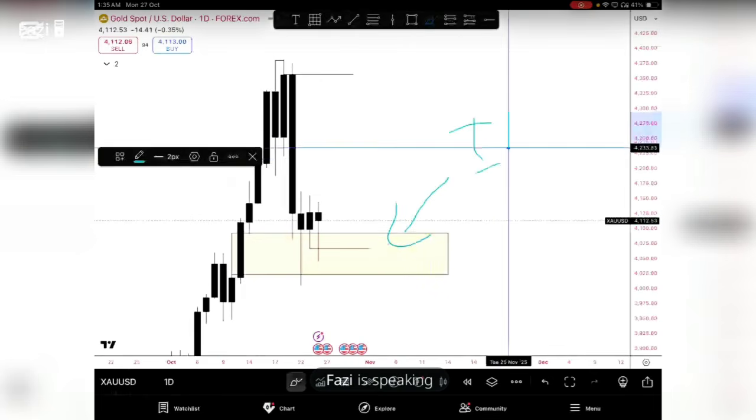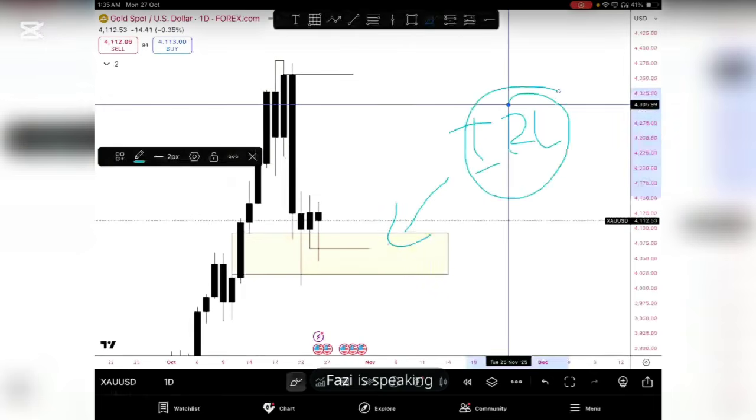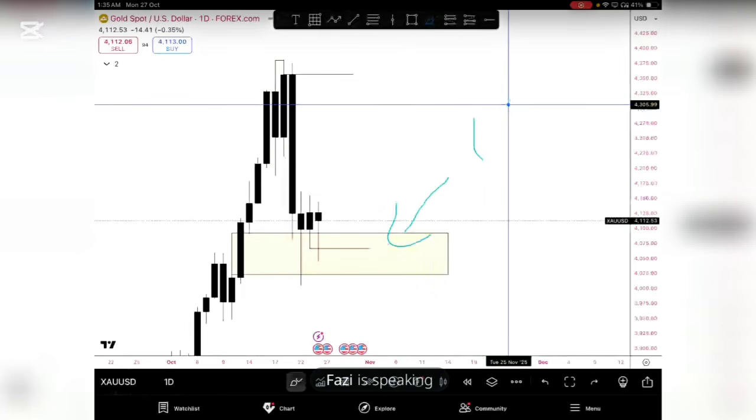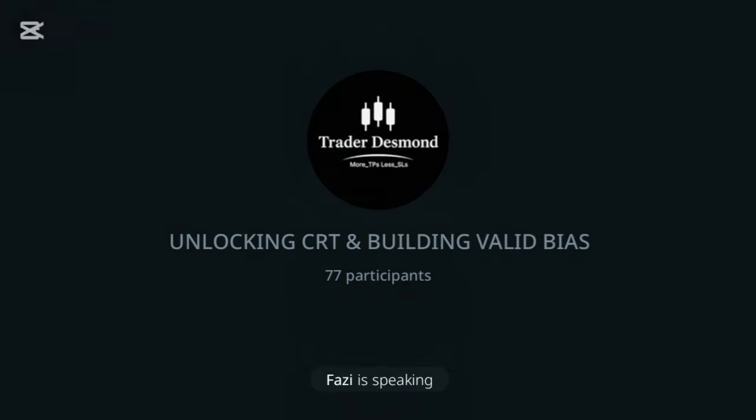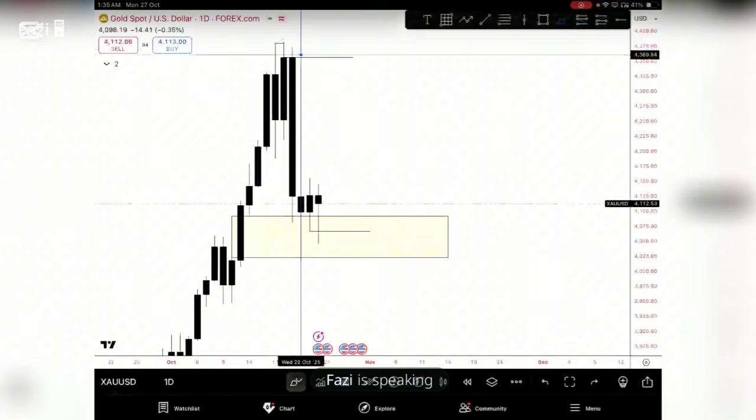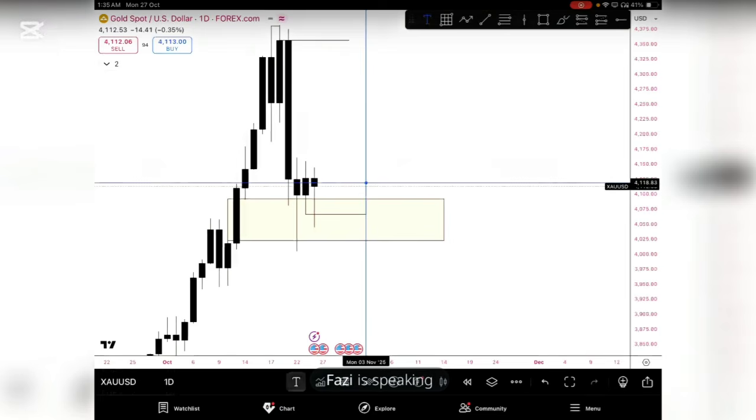So once the internal range liquidity has been taken out, we can look for the external range liquidity. Understand? The external range liquidity. So here you can see that the internal range liquidity has been taken out, and we can go for a lower time frame like H4.